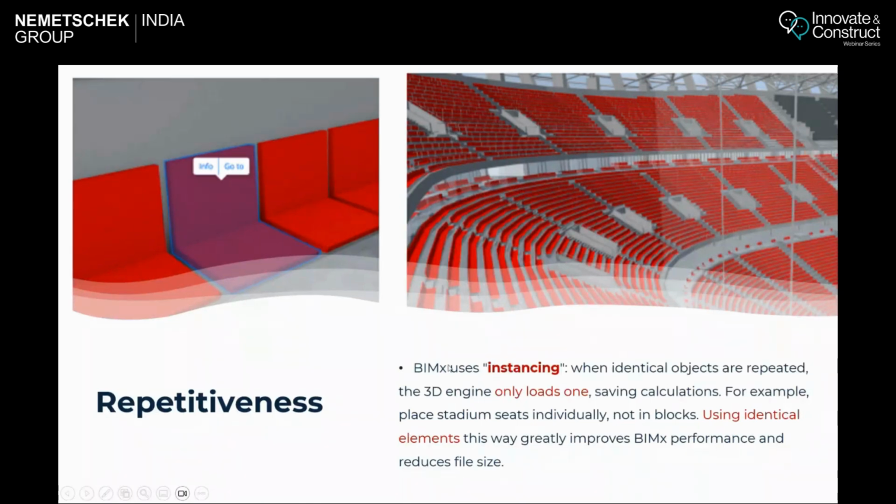And then repetitiveness. BIMx uses a concept called instancing. Basically, when identical objects are repeated, the 3D engine only loads one object, saving calculation. So when we place repeated items, it is recommended that we place them individually. I mean, we can obviously group them and place them, but it is better to place them individually. This way, with the instancing concept of BIMx, it will automatically create all the repetitions based on one element.